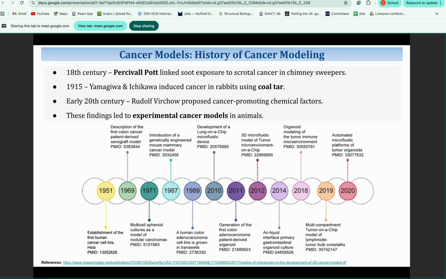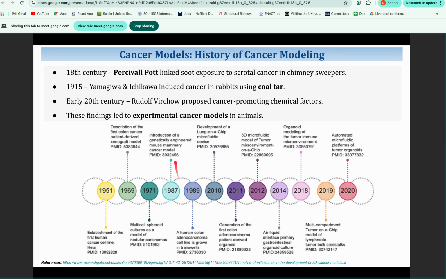Then in 1969, the description of the first colon cancer patient derived xenograft model. So in the previous slides we have seen that xenograft model means from one patient we collect some samples and we put artificially into the model organism. So that thing is xenograft. In 1971, multi-cell spheroid culture as a model of nodular carcinomas. So these multi-cell spheroid cultures were used as the model.